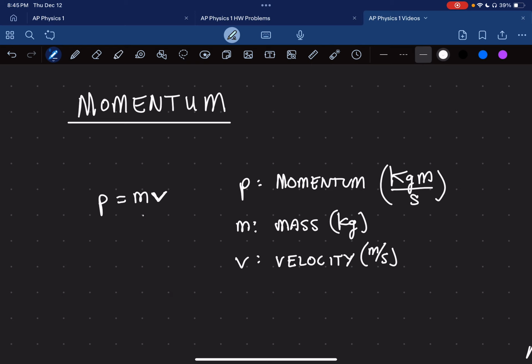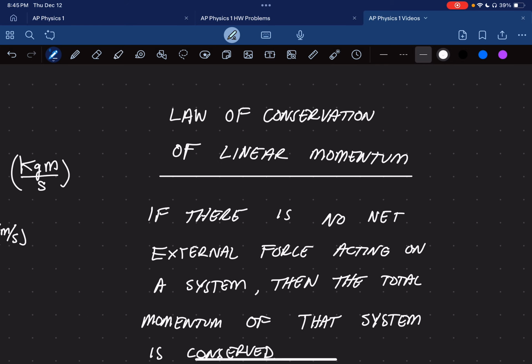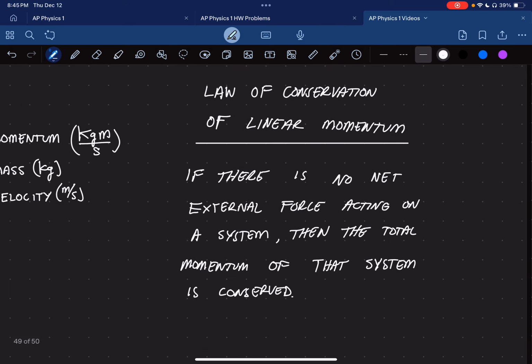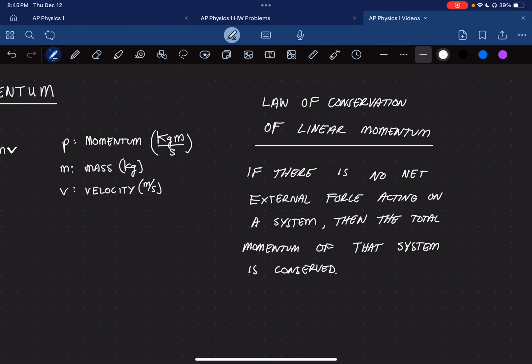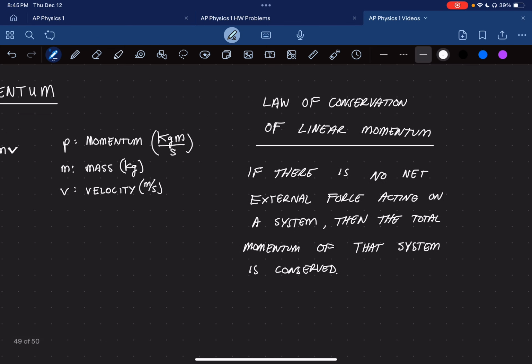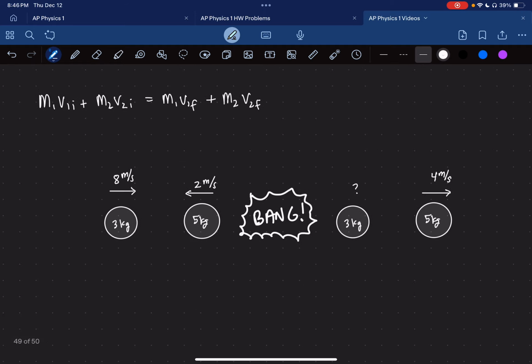What we really want to talk about is the conservation of linear momentum, which states that if there is no net external force acting on a system, then the total momentum of that system is conserved. Typically we'll see two objects that collide, and we'll look at the momentum. Let's take a look at this example here.